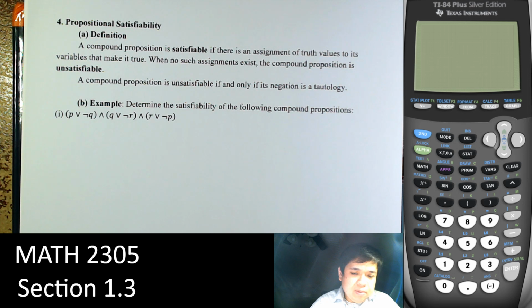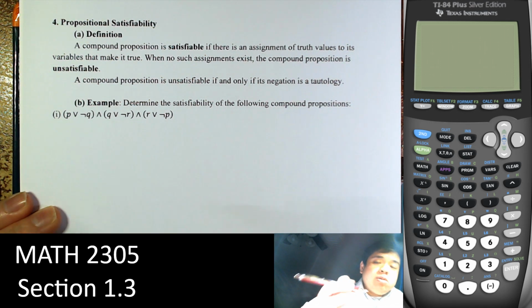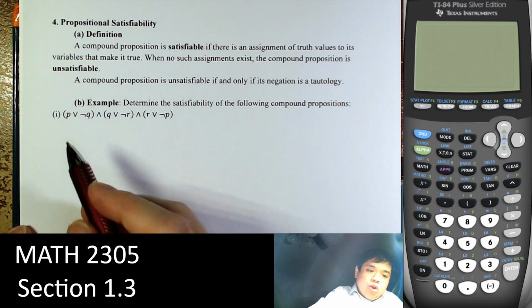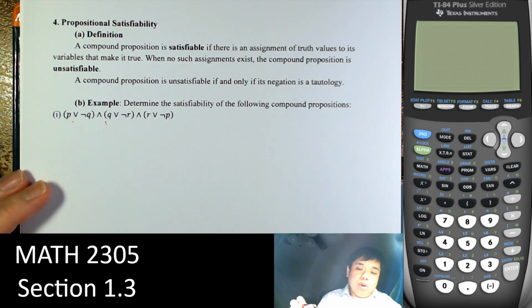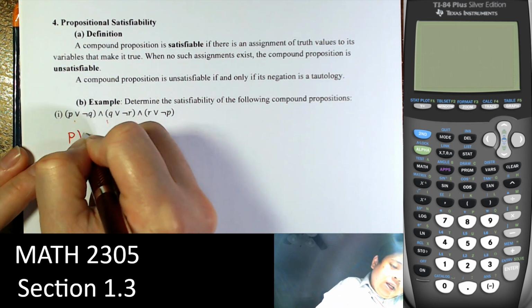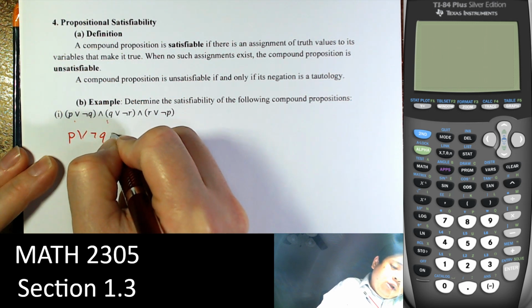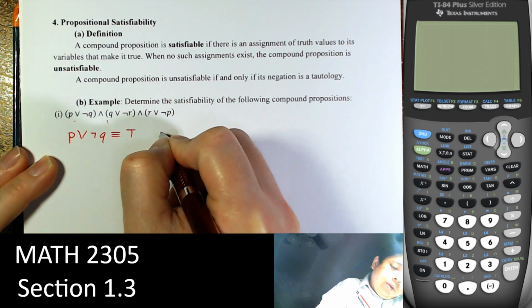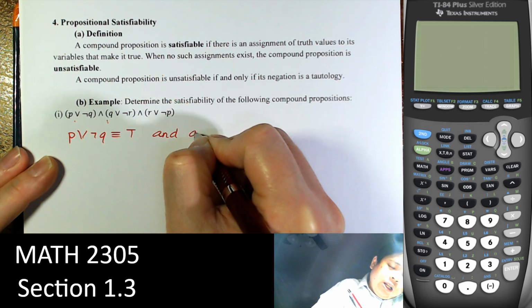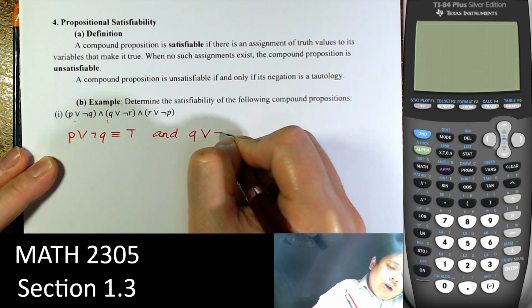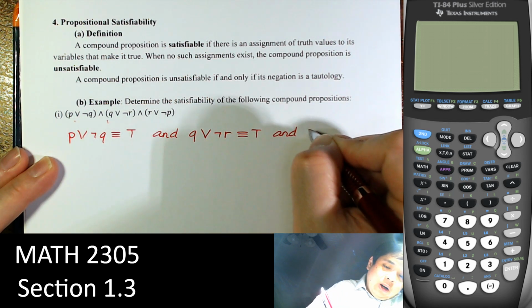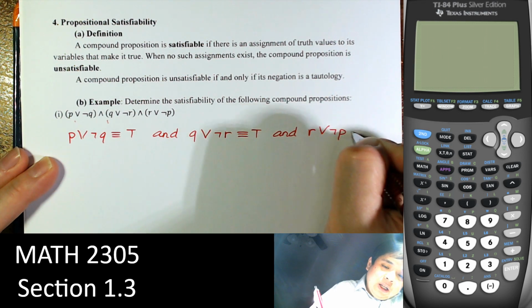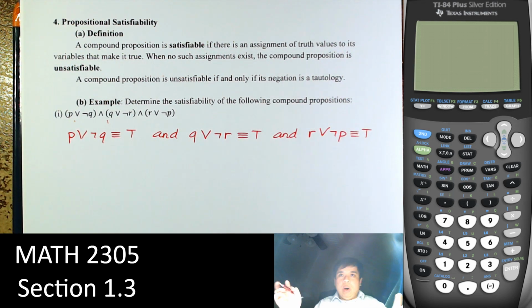Right, so we look at this, and let's say we want this to be true. If this is true, then this has to be true, this has to be true, this has to be true. A conjunction is true when everything is true. So we have to say P or not Q has to be equal to true. I'm just going to spell it out. Q or not R has to be equal to true, and R or not P has to be equal to true. So we have true all the way.